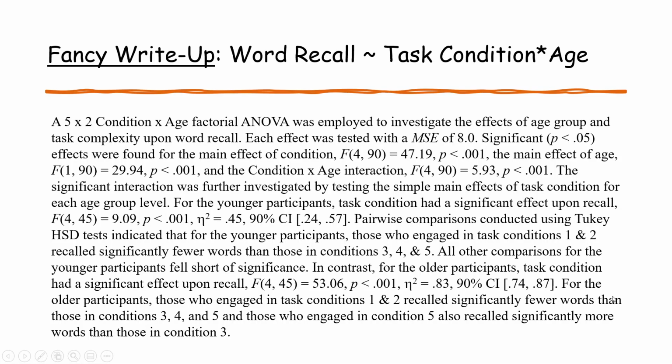In contrast, for the older participants, task condition had a significant effect upon recall, and then state the results of that one-way ANOVA for just the older participants with the eta squared. For the older participants, those who engaged in task conditions 1 and 2 recalled significantly fewer words than those in conditions 3, 4, and 5, and those who engaged in condition 5 also recalled significantly more words than those in condition 3.